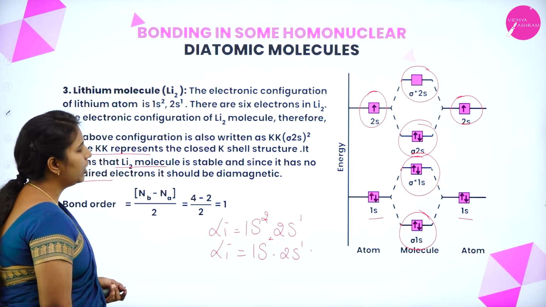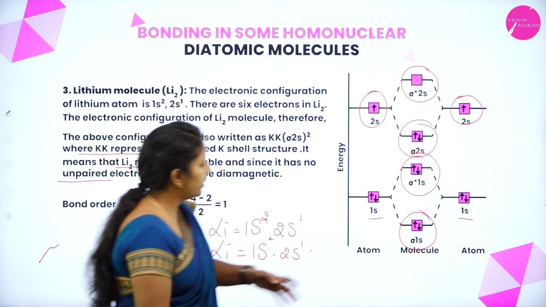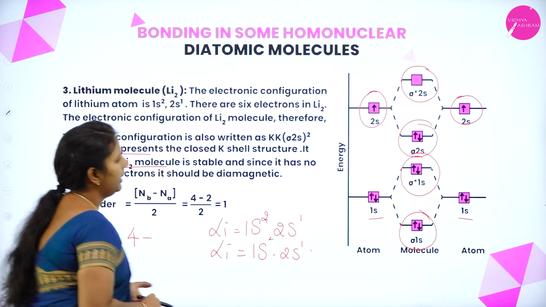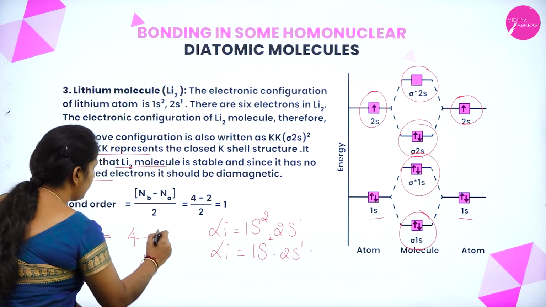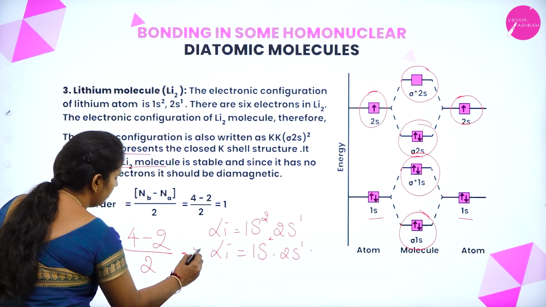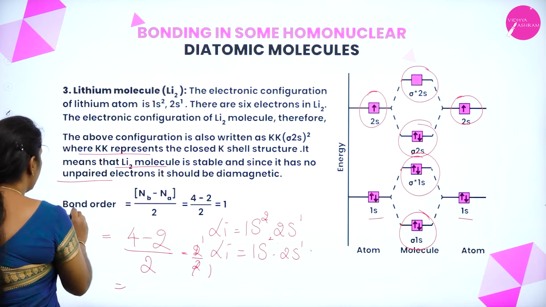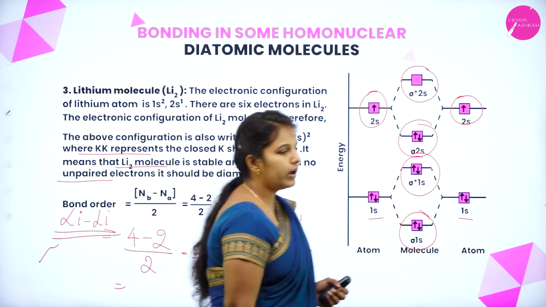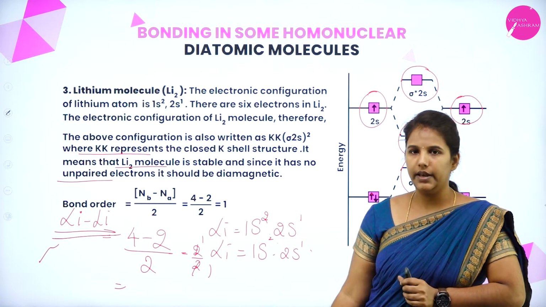Okay, so the bond order can be calculated. How many electrons will be involved in bonding here? Here it is 2, here it is 2, it is 4, minus how many anti-bonding here? Only 2, and at the 2s there will be no anti-bonding, divided by 2. So it is 4 minus 2, it is 2. So 2 divided by 2 is 1. So this indicates that between the lithium atoms there will be a single covalent bond, and since it does not contain any unpaired electron, they are diamagnetic in nature.